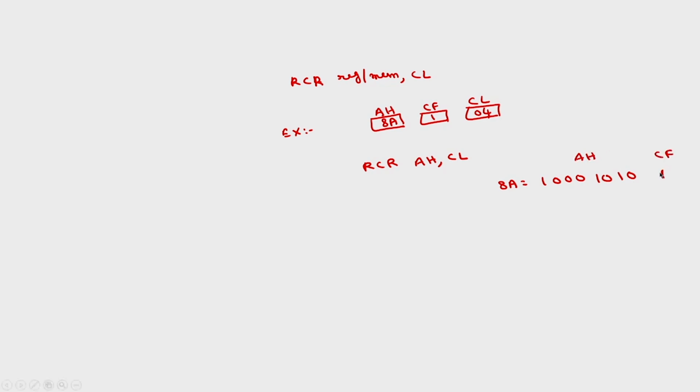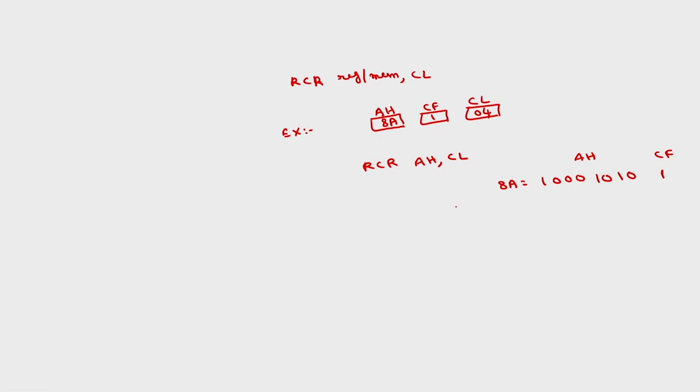If I take the same example, say AH is having some 8A and carry flag is set. And if CL is having say some 4, then this will rotate 4 times. If I write RCR AH comma CL, then before this operation 8A is equal to 1000 1010 and carry flag is initially set. This is AH contents, this is carry flag contents, this was initially set.